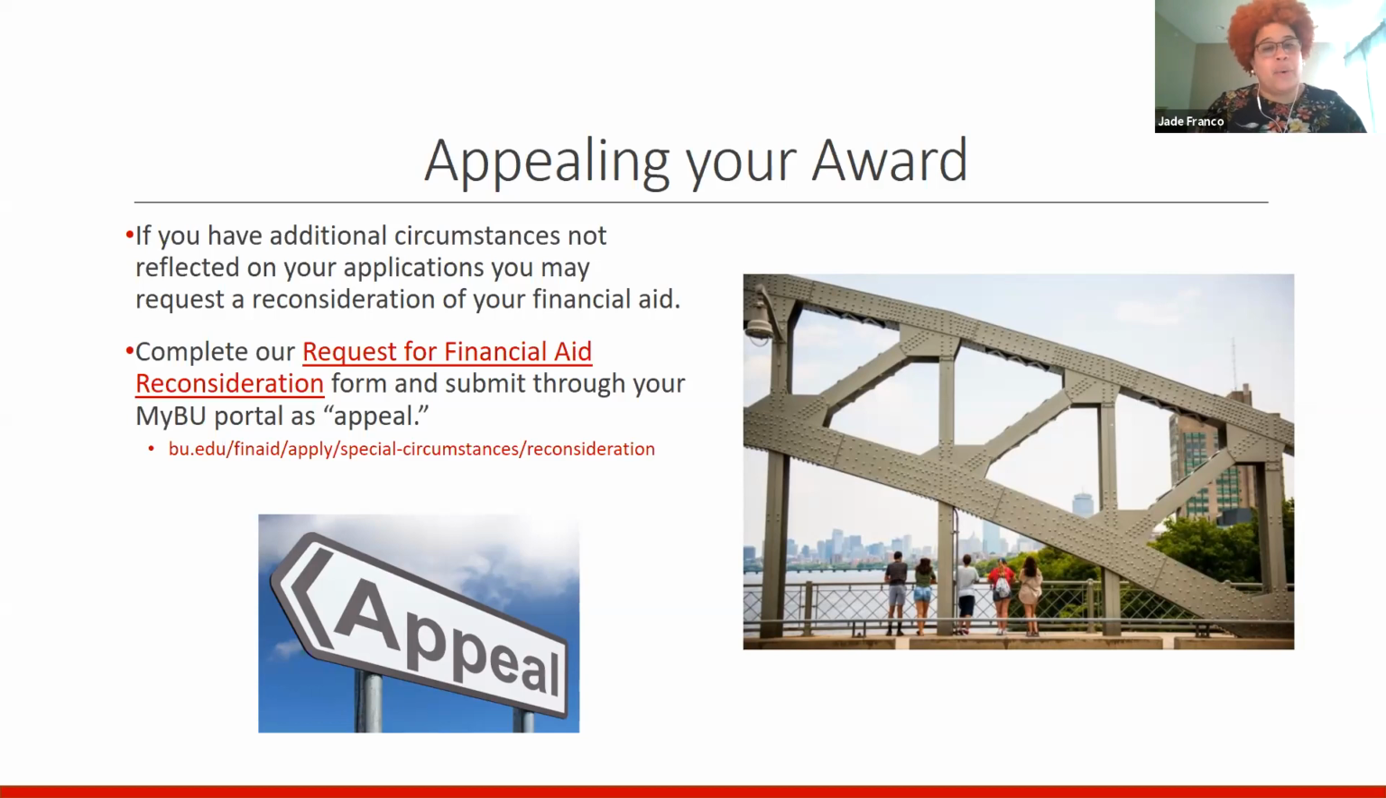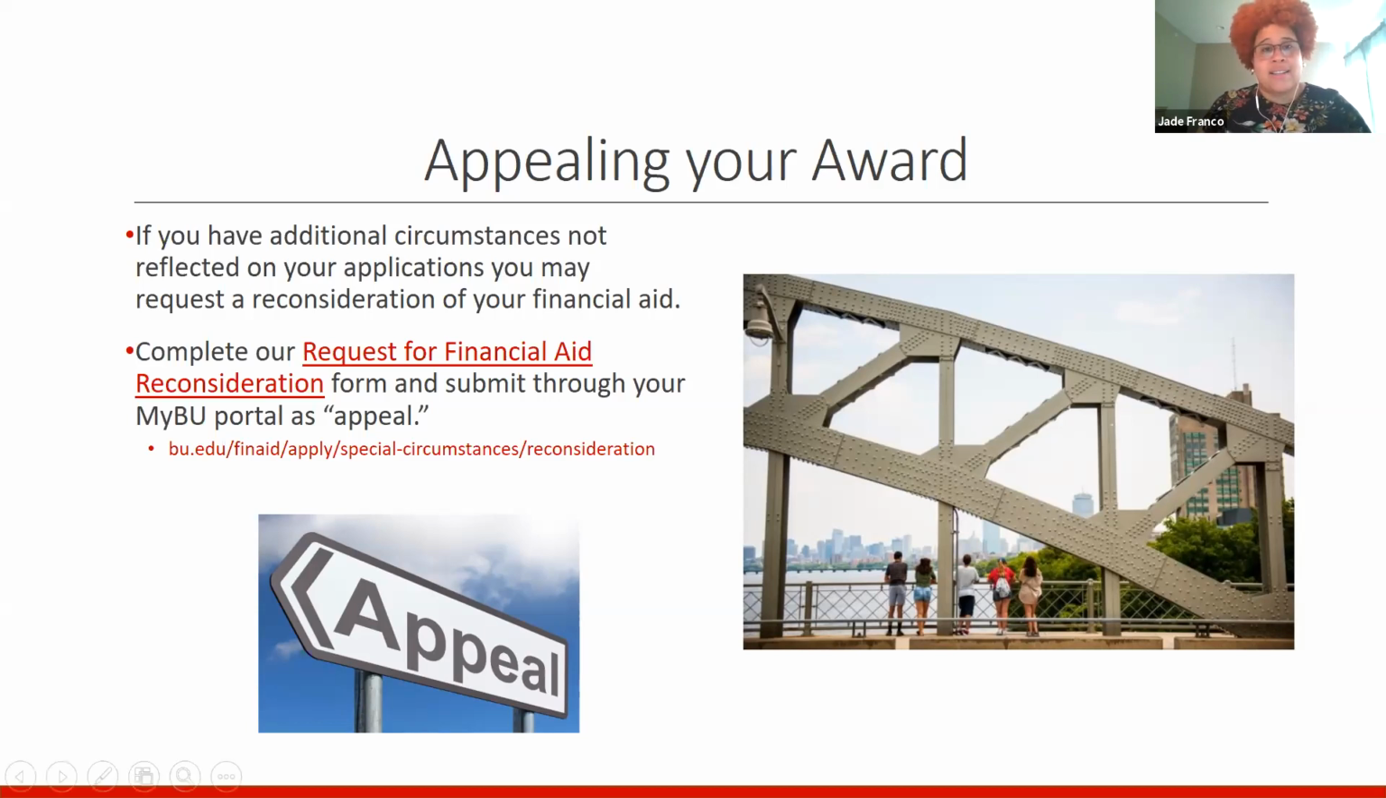Priority deadline for transfer admits to submit an appeal of their financial aid award is May 15th, so that we have enough time in our office to review your circumstances, review your tax returns, and have an answer for you before the June 1st deposit enrollment deadline. So if you are wanting to do this, please take care of it this weekend so that we can receive your documentation and we can review your case and be as considerate as possible to your circumstances.